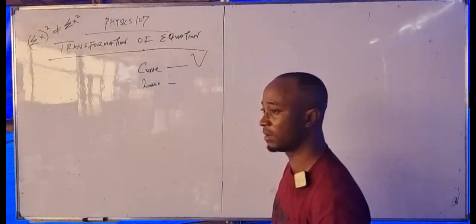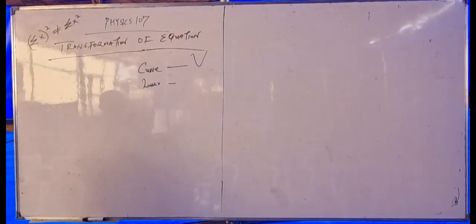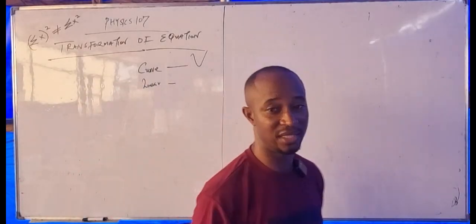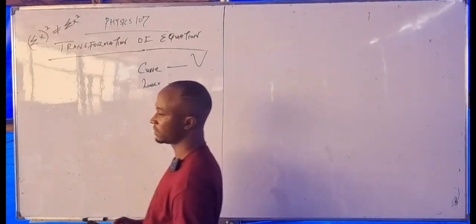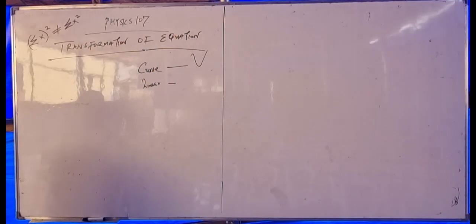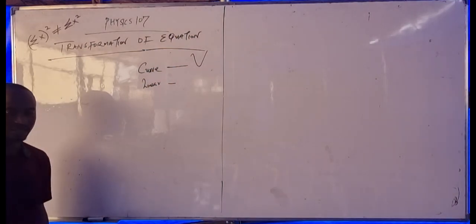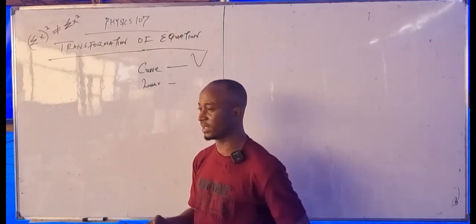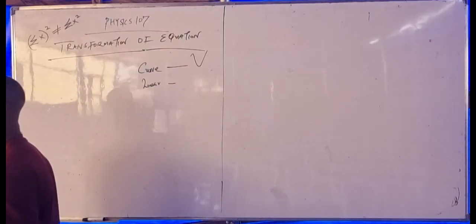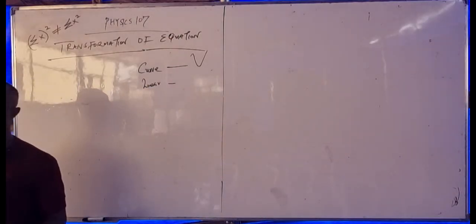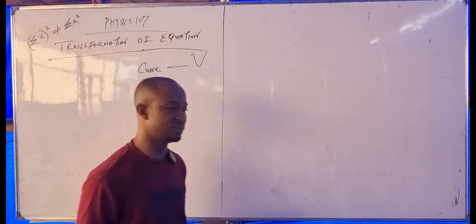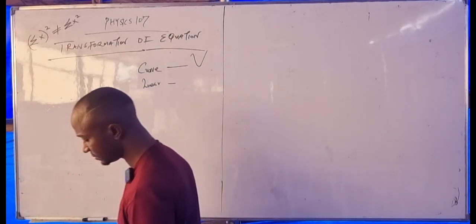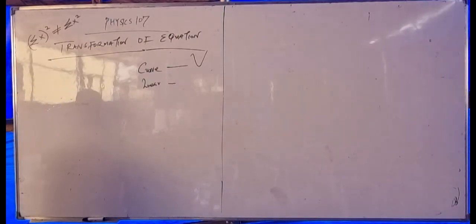Why do we transform graph to a linear graph? Why do we do graph transformation? Number one, to obtain a straight line graph, which is easy to analyze. Number two, to determine constants.